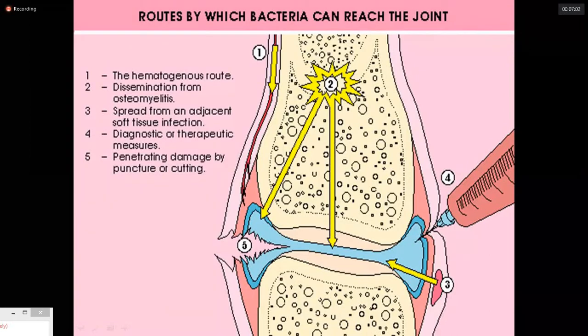The third is spread from an adjacent area. For example, a person has a cyst or any infection, say an abscess in the subcutaneous area near the knee joint. From the soft tissue, it can directly spread within the joint. The fourth common route is therapeutic or diagnostic, that is, iatrogenic. For example, when we inject within the joint for any diagnosis, any procedure done by us within the joint can also lead to septic arthritis. Or there can be penetrating damage, a puncturing or cutting injury. For example, a person falls upon a sharp object. Any penetrating wound can introduce the infection. So these are the five most common routes by which bacteria can reach within the joint, and the most common is the hematogenous one.